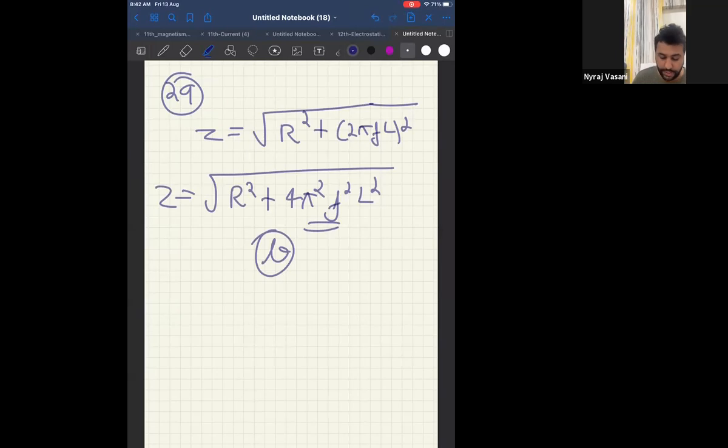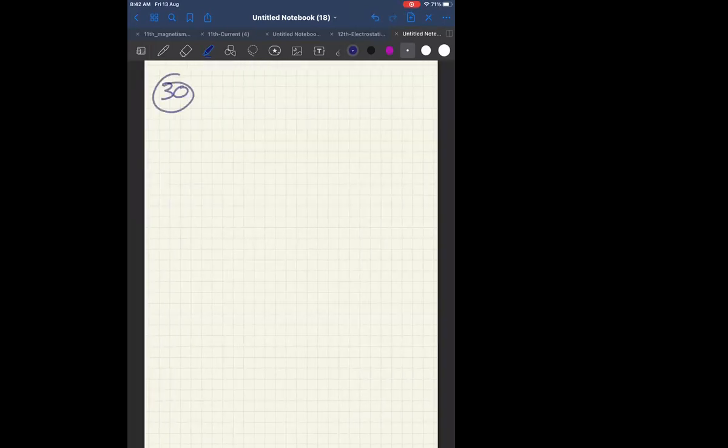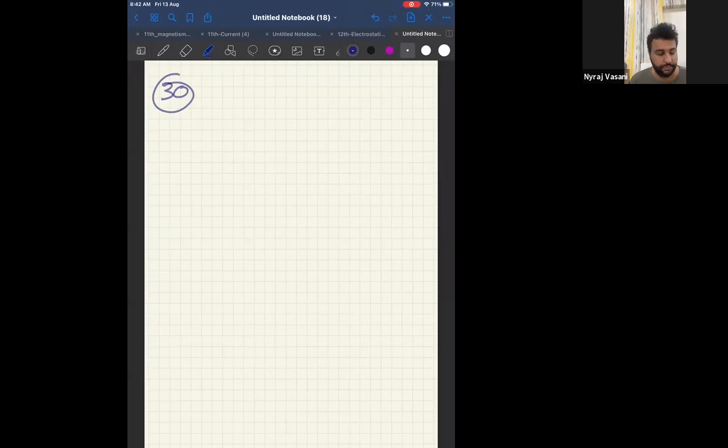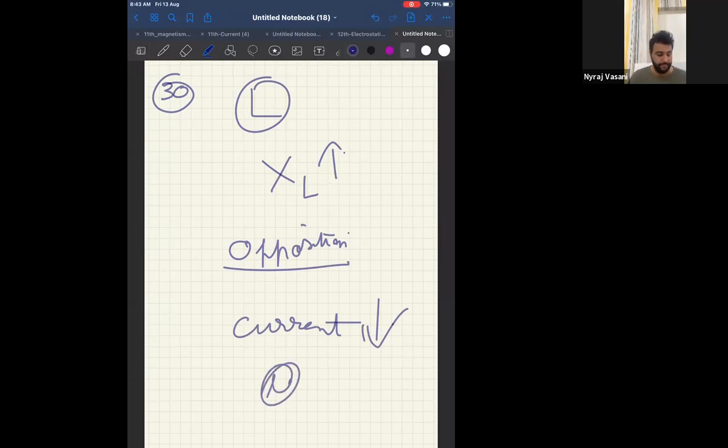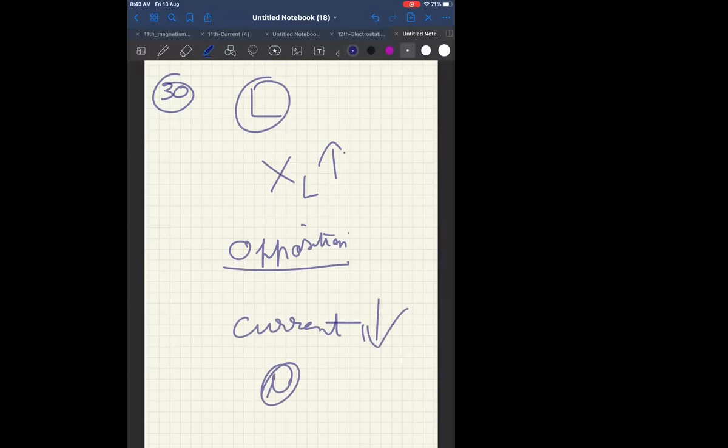Clear? Now try to answer the 30th one also. The coil or choke in a circuit. You know, a choke is made up of only inductance. That means its XL value will be very high, so its opposition will be very high because XL is opposition. If opposition is very high, can I say current will decrease? Therefore, which option matches? Option B. The answer will be B.